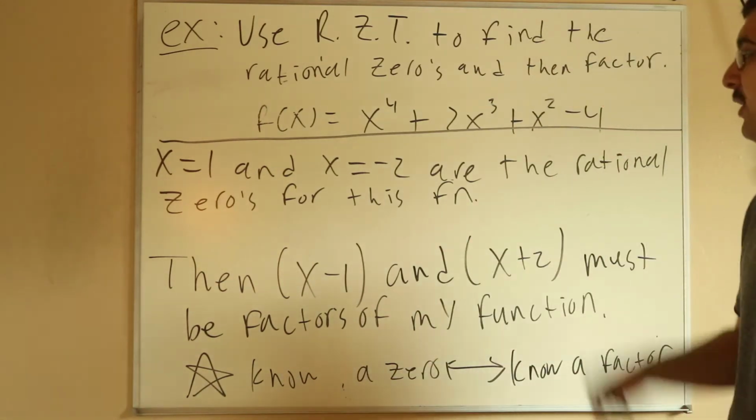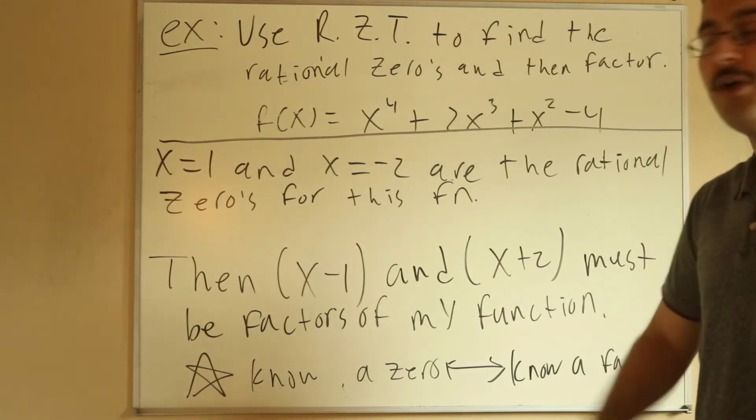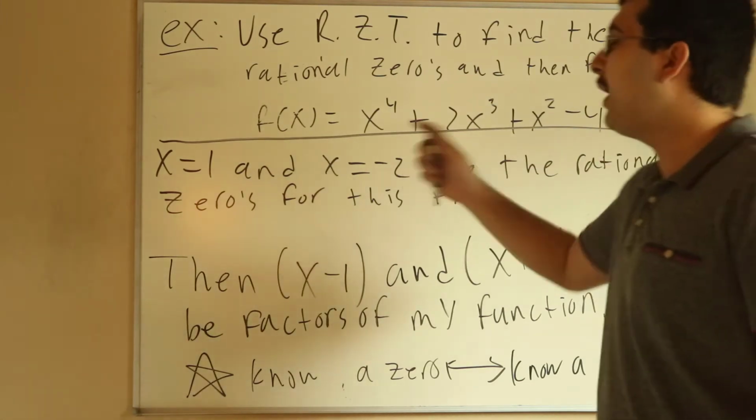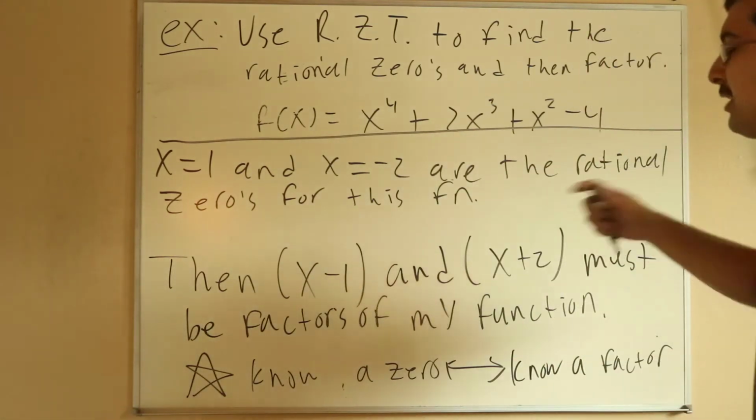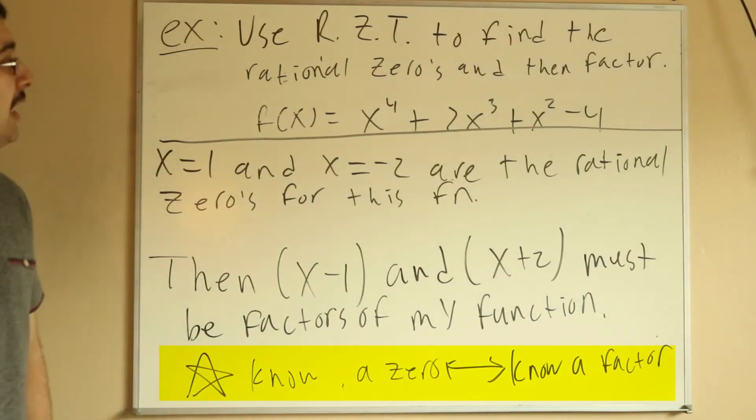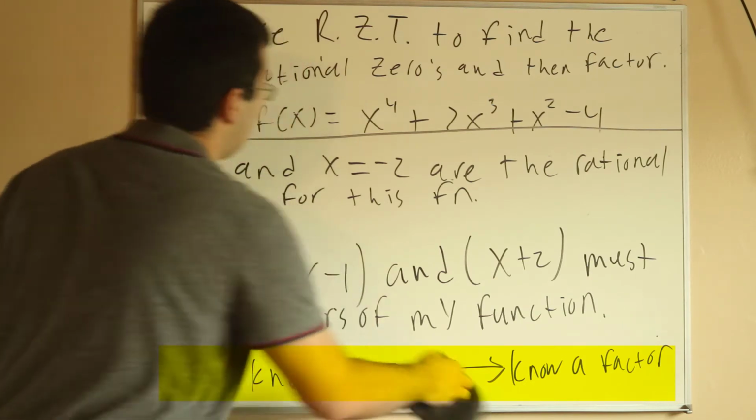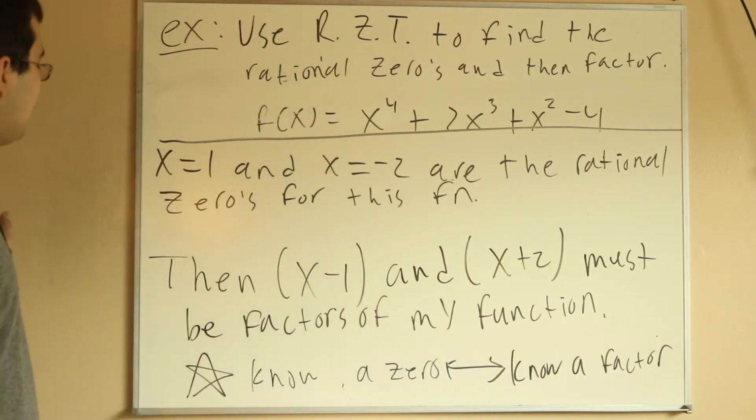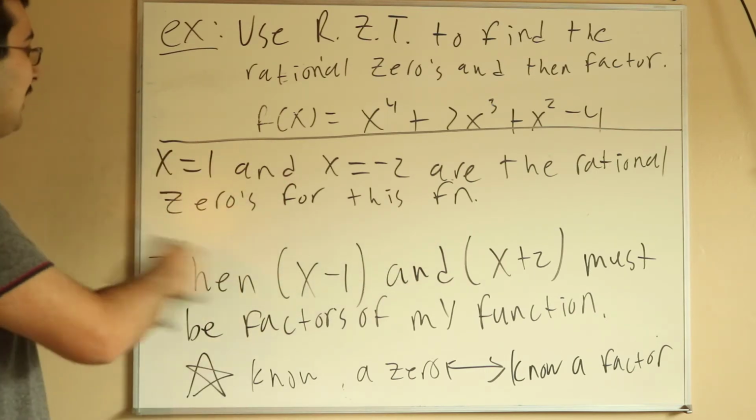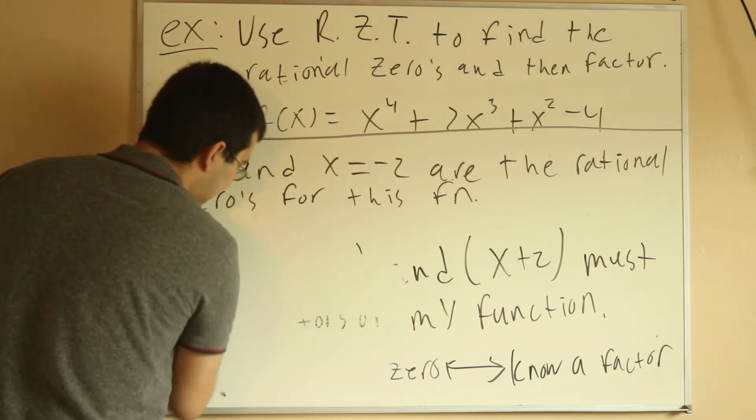It works both ways. So since I understand that the value x equals 1 is a zero, that automatically tells me x minus 1 must be a factor. Since I know x equals negative 2 is a zero, x plus 2 must be a factor. Great. So I already understand what some of my factors are for this polynomial function. Okay, so let's use that. In order to use that, I'm going to need to erase this bottom portion of the board. So if you haven't done so already, go and pause the video to get this copied down. Okay, so let's go ahead and use that.